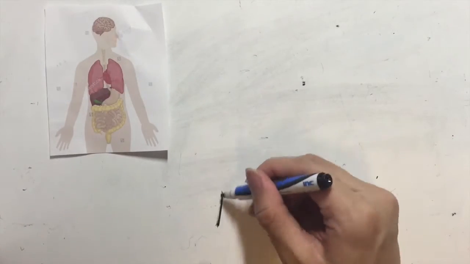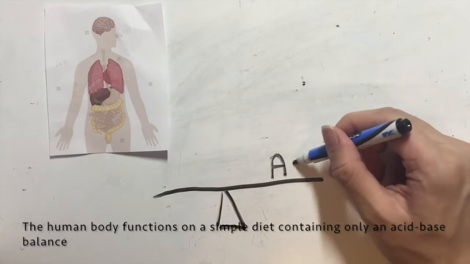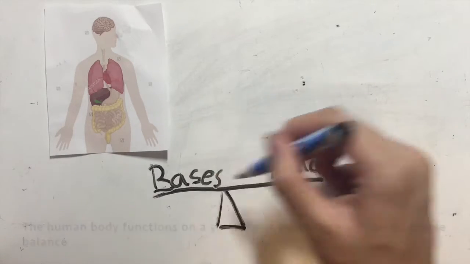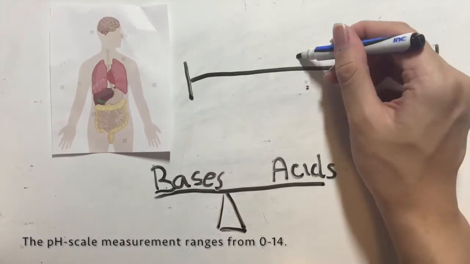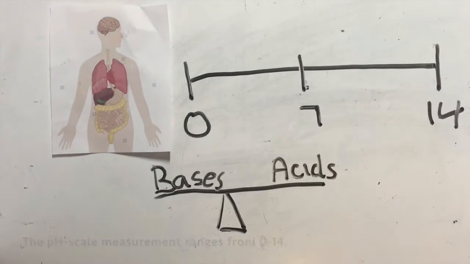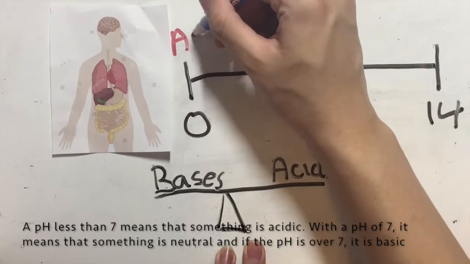The human body functions on a simple diet containing only an acid-base balance. The units used to measure acids and bases is the pH scale. The pH scale measurement ranges from 0 to 14. A pH less than 7 means that something is acidic.